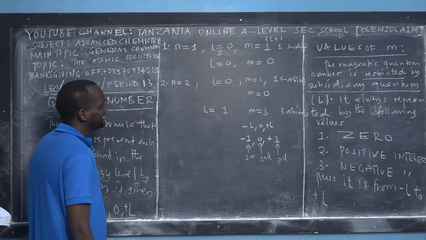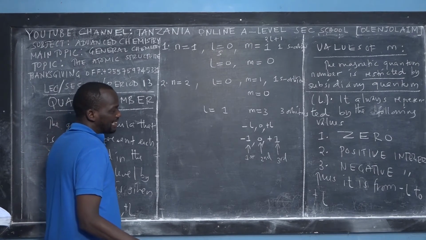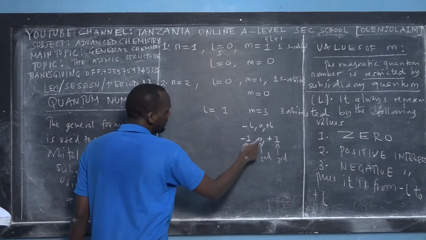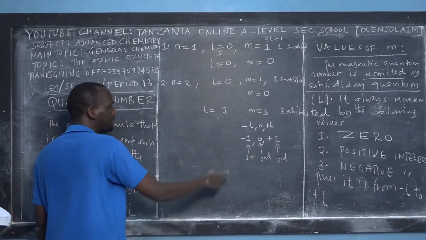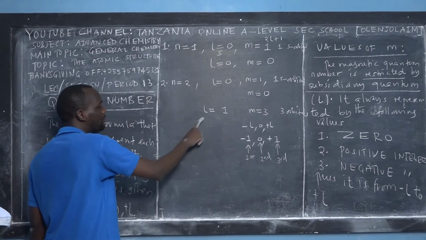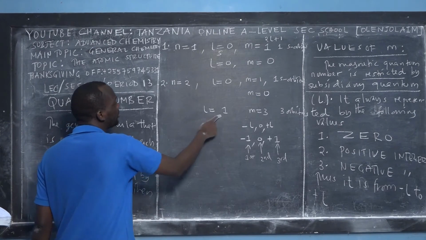Interesting. Okay, so that's why. So it means that you have 1, 2, 3 orbitals. And this is the way that we represent them by using subsidiary quantum numbers, because L is equal to 1.